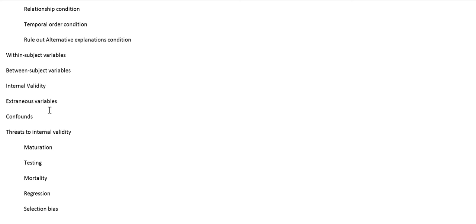So in an experiment, ideally, we control and limit the influence of extraneous variables on the dependent variable so that we can isolate the effect of the independent variable on the dependent variable. Now, a confound is a particularly evil type of extraneous variable. A confound is an extraneous variable that varies systematically with your independent variable in such a way that you don't know if it's your independent variable that caused the difference or if it was the confound that caused the difference.